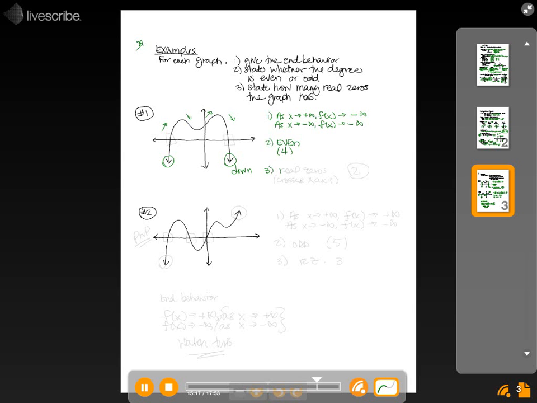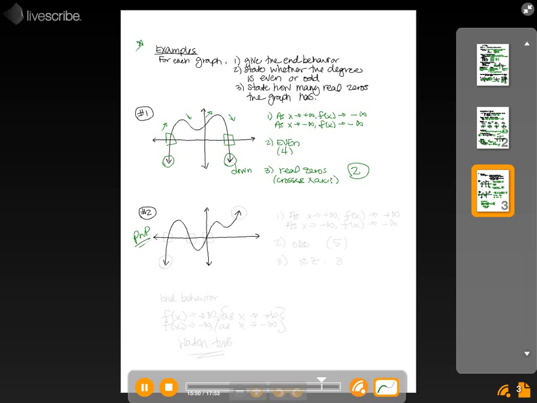Number 3 is how many real zeros there are, which is how many times it crosses the x-axis. And if we look here, well, it crosses here and it crosses here. So there are 2 real zeros to this problem. And then that's all we need to give. Okay, we've stated the end behavior, stated whether it's odd or even, and then how many real zeros it has. This last one, I'm going to make a pause and practice.